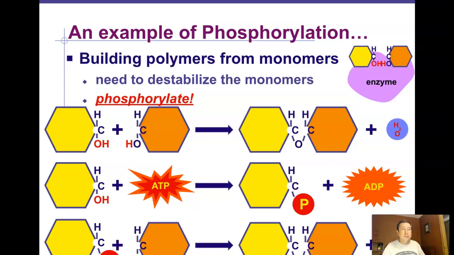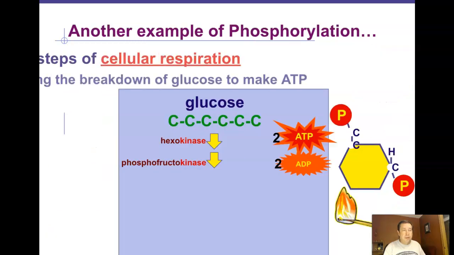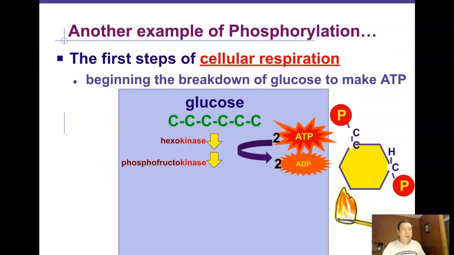So building polymers from monomers, you need to destabilize the monomers, phosphorylate them. You can kind of see what's going on here in the pictures. And we've simplified this quite a bit, but another example of phosphorylation is cellular respiration, which we're going to be talking about in the next chapter. Breaking down glucose to make ATP. We're adding phosphate to ADP, and there are a bunch of kinase enzymes involved in that.